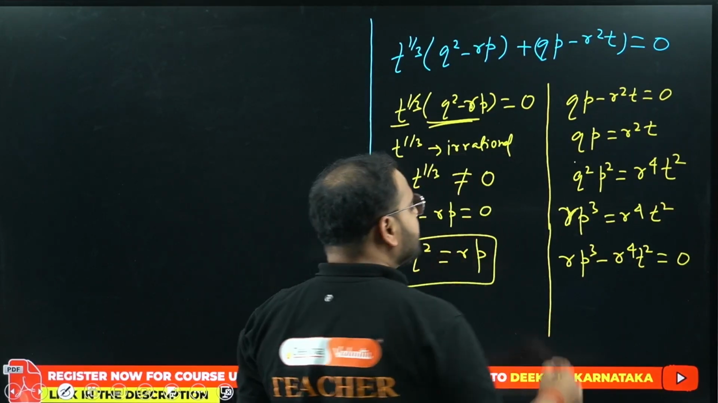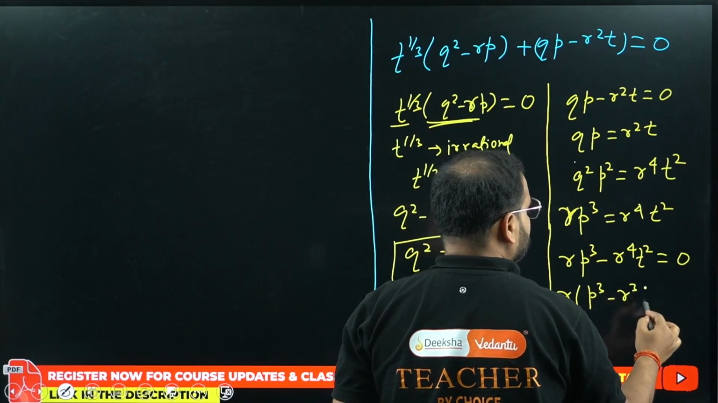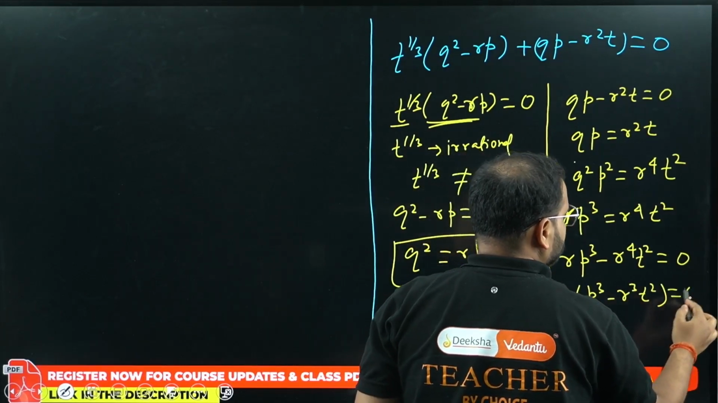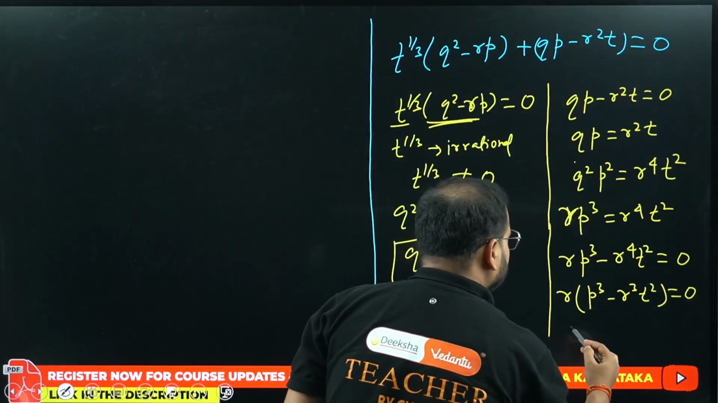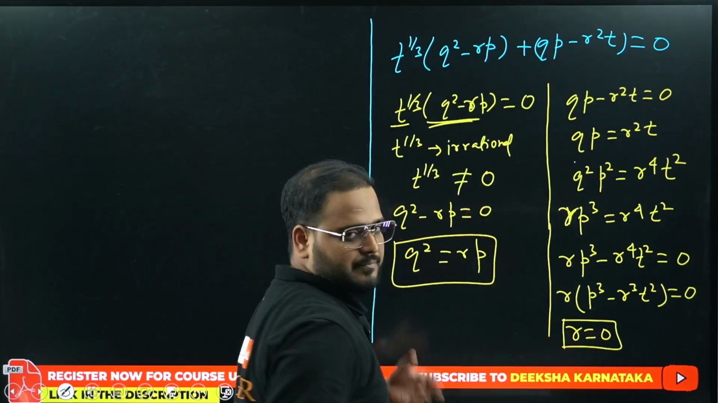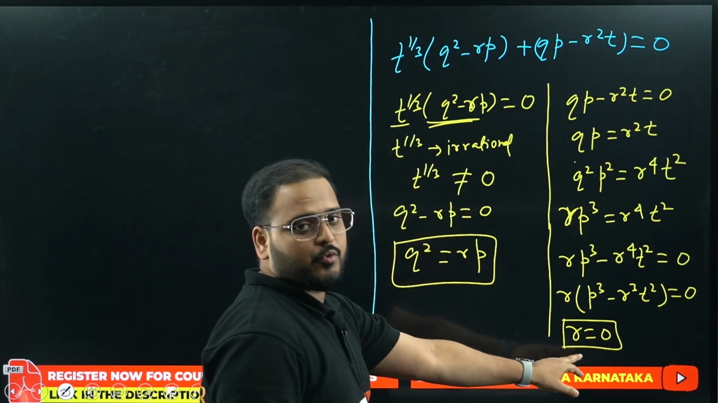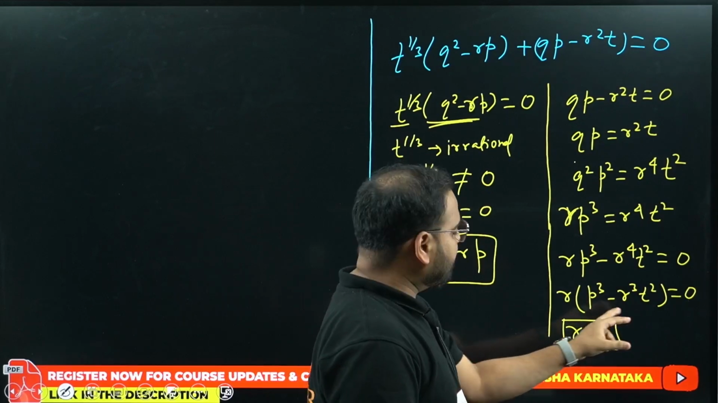Can I take r common? Yes. So p cube minus r cube t square equals to 0. From here we get what? We get r equal to 0. I can justify, but I don't need to. But I'll justify anyway. What is value? R equal to 0. Why? So why r is 0? Why not this bracket can be 0? I'll tell you why this bracket can't be 0.